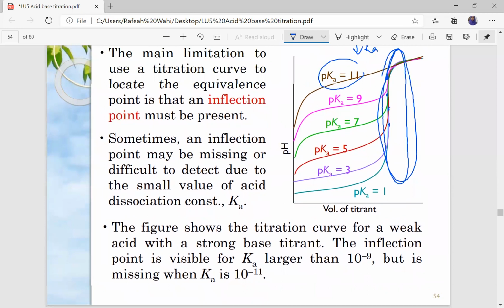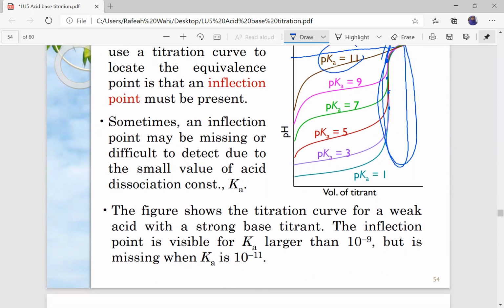It's not even clear which part can be determined as the equivalence point. We don't know which part because the inflection point is not visible.